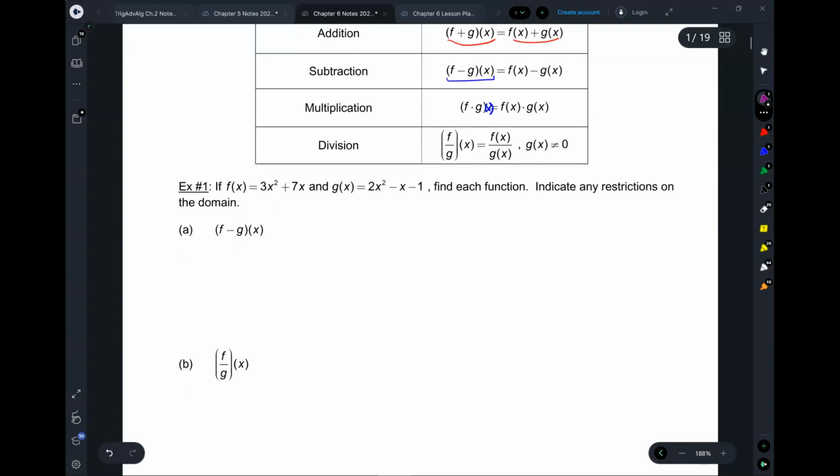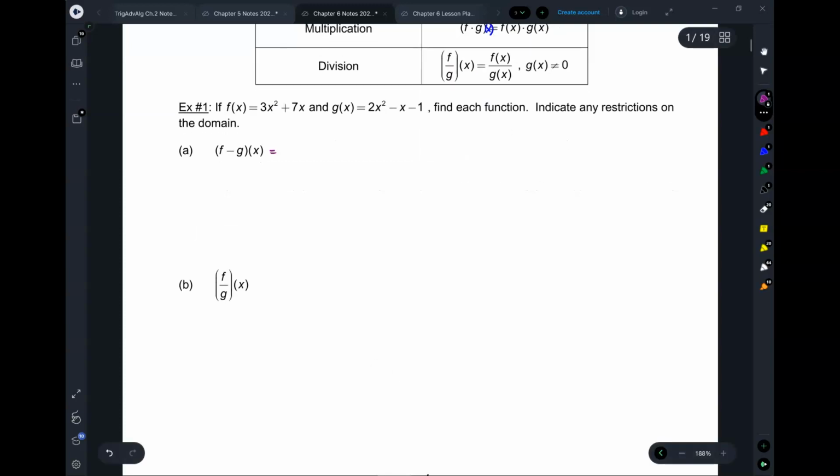So let's take a look here. Yes. So here we have f of x and g of x. We need to find each function, and then we have to indicate restrictions on the domains. How do we know g of x isn't 0? It's given, right? This is g of x, and then you'll have to find where it's not 0, right? So that's what we're going to talk about.